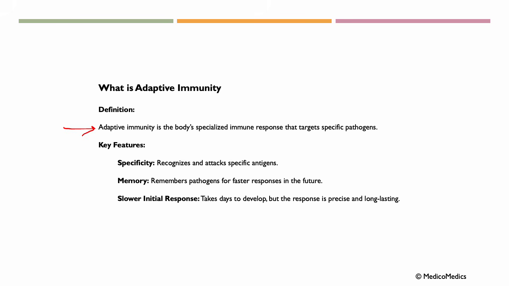Now, adaptive immunity is the body's specialized immune response that targets specific pathogens. Key features here include specificity, so it recognizes and attacks specific antigens. Memory is another key feature, so it remembers pathogens for faster responses in the future. Furthermore, slower initial response. It can take days to develop this response, but the response is precise and long-lasting.